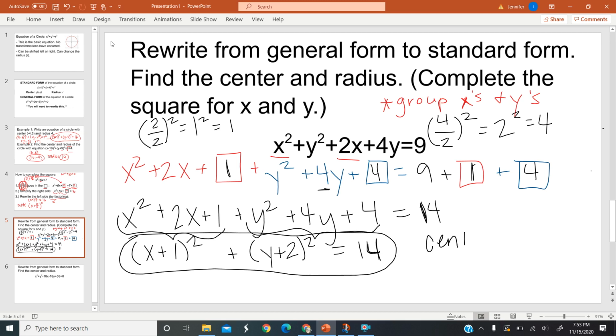So the center would be at (h, k). So remember, we're just going to use the opposite of these numbers that are in our factor. So it's actually going to be at (-1, -2). And then the radius is going to be the square root of whatever number is on the other side. So it's actually going to be the square root of 14. And we're just going to leave it written as the square root of 14 instead of simplifying so that it'll be the most accurate possible answer.